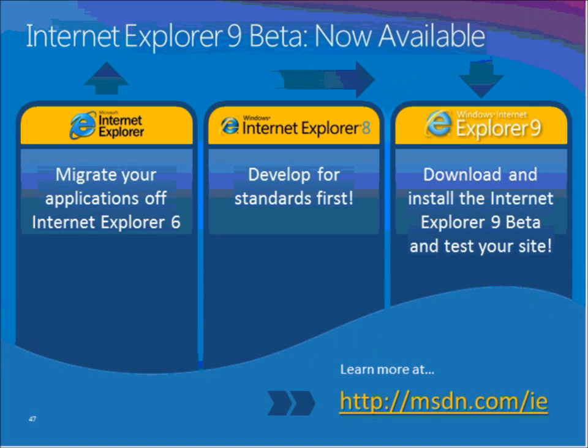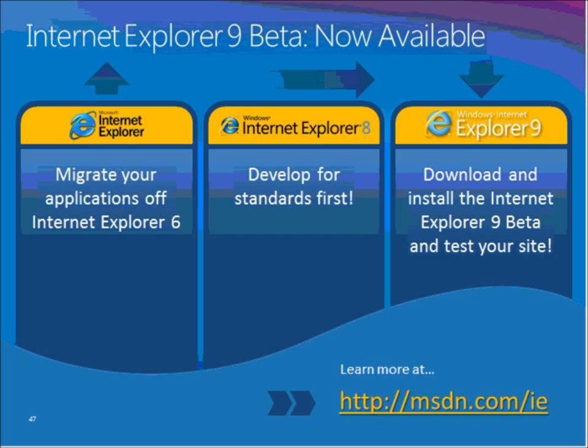Today, the Internet Explorer 9 beta is available. We encourage you to migrate your applications off Internet Explorer 6 if they're still there. We want IE6 users to move to IE8 or IE7 as soon as they can. If you're building sites today, develop for standards first, and then go back and make sure that you've got backwards compatibility. But developing for standards first will make your life much easier.